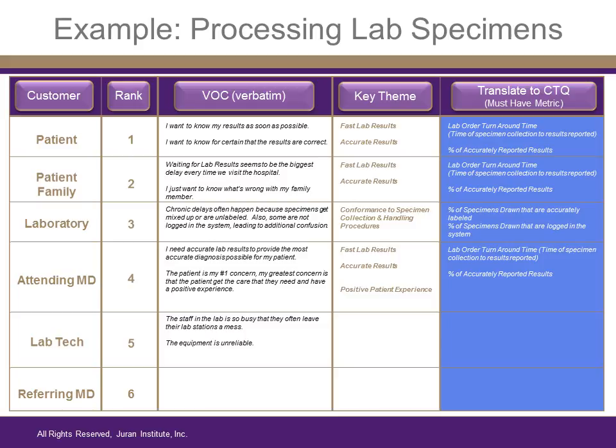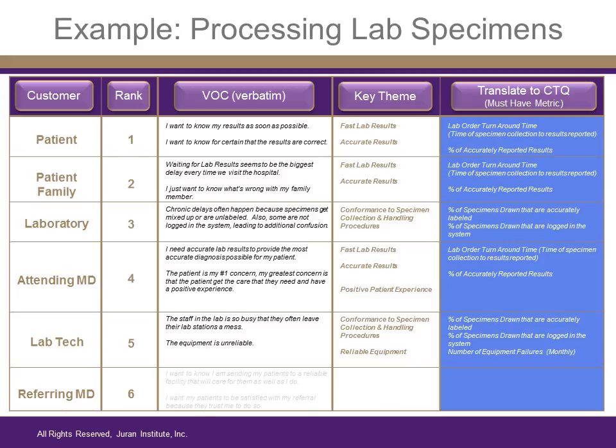In the case of the lab tech, our fifth ranked customer, the recorded voice of the customer indicates that the staff in the lab is so busy that they often leave their lab stations a mess. Also, equipment is unreliable. The key themes drawn from this are conformance to specimen collection and handling procedures, and reliable equipment. Our CTQs: the percentage of specimens drawn that are accurately labeled, the percentage of specimens drawn that are logged in the system, and the number of equipment failures.